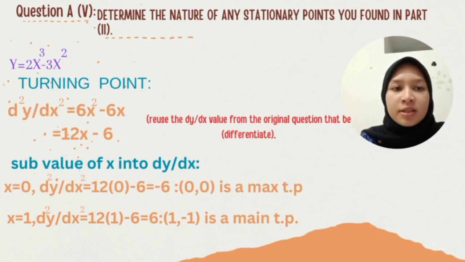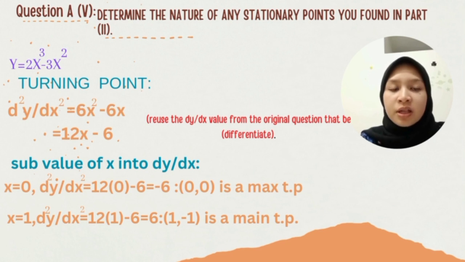Okay, then the value of x, we will replace it in the second derivative. x equals 0 because that is the answer we get from the stationary points. d squared y over dx squared equals 12 multiplied by 0 minus 6. The answer will be -6. The coordinate we will get is 0, 0.